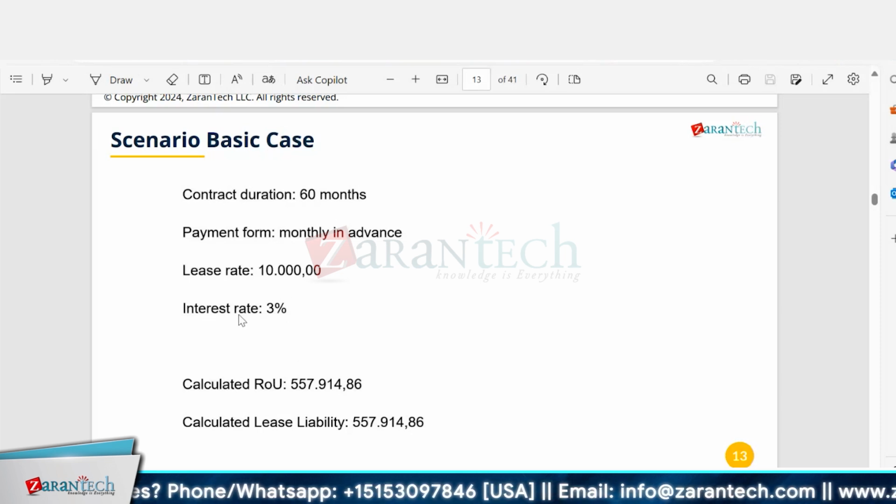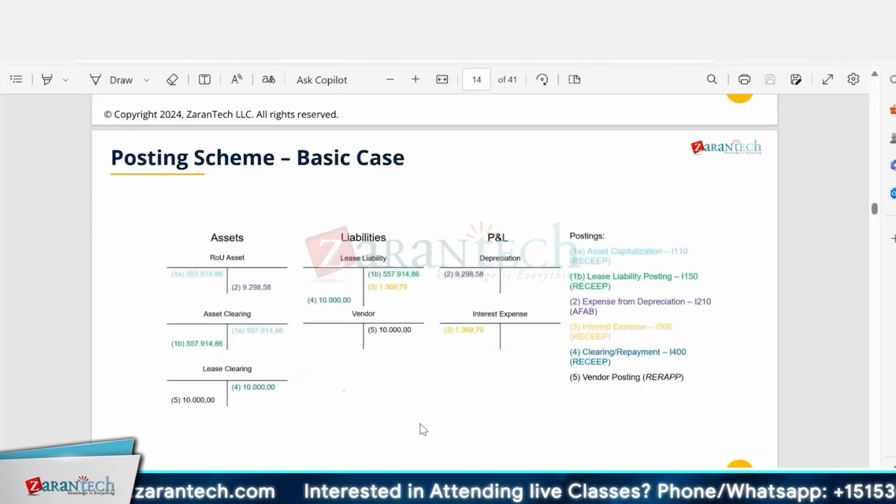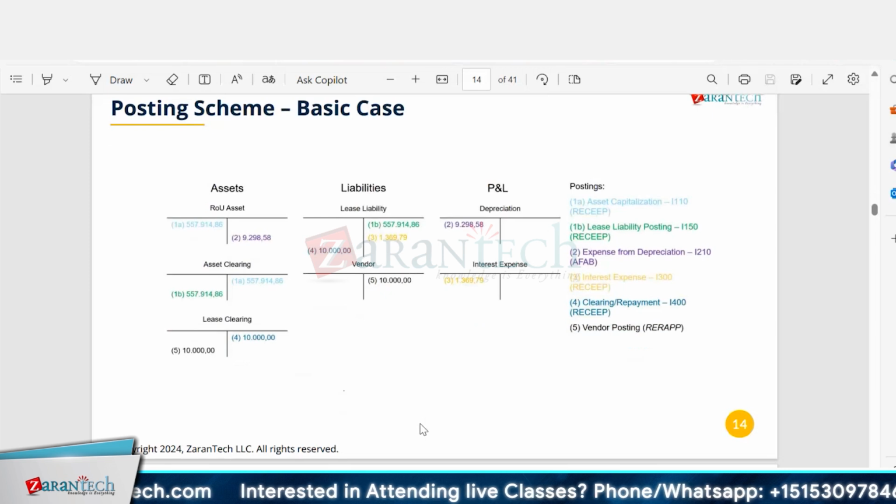Yes, 6 lakh. And as I mentioned, interest rate will be 3%. So now 6 lakh has been discounted with interest rate of 3%. So the discounted value of ROU has come across 5,57,914.86, and the same value will be posted to your lease liability. So these are your accounting entries.